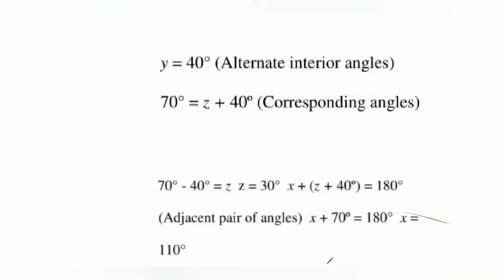Next one is Z plus 40, which means this complete angle H. Yes, angle H, we can write Z plus 40 degree. This is equal to the 70 degree. Both are corresponding angles. Now, from here we can find the value of Z. 70 minus 40 is equal to Z. It means Z is equal to 30 degree.